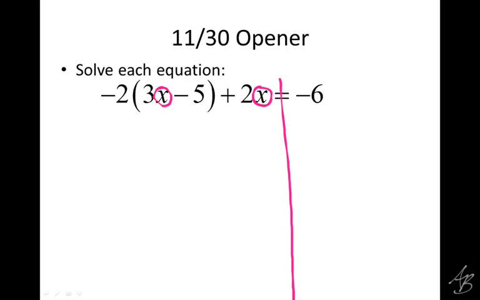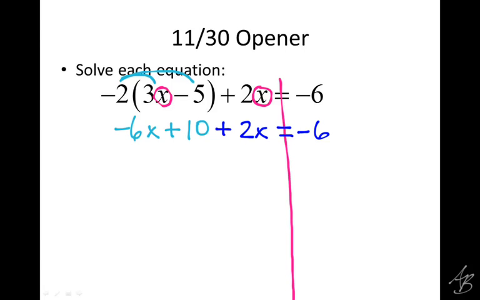Using the distributive property, what are we going to get? Negative 2 times 3x is? Negative 6x. Negative 2 times negative 5 is? Positive 10. Make sure you get a positive there because a negative times a negative is a positive. Should I distribute the negative 2 times 2x also? No. That's not in the parentheses, so we're not going to distribute that. So what do we do with it? Bring it down. So plus 2x there, equal sign on the line of equality, and equals 6 over here.